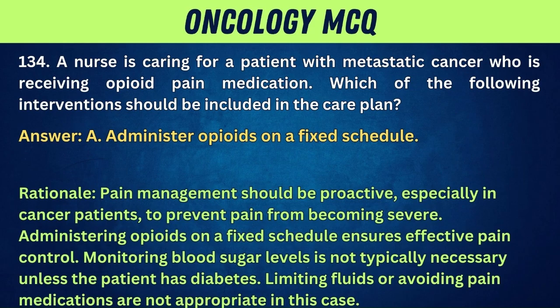Administer opioids on a fixed schedule. Rationale: pain management should be proactive, especially in cancer patients, to prevent pain from becoming severe. Administering opioids on a fixed schedule ensures effective pain control. Monitoring blood sugar levels is not typically necessary unless the patient has diabetes. Limiting fluids or avoiding pain medications are not appropriate in this case.